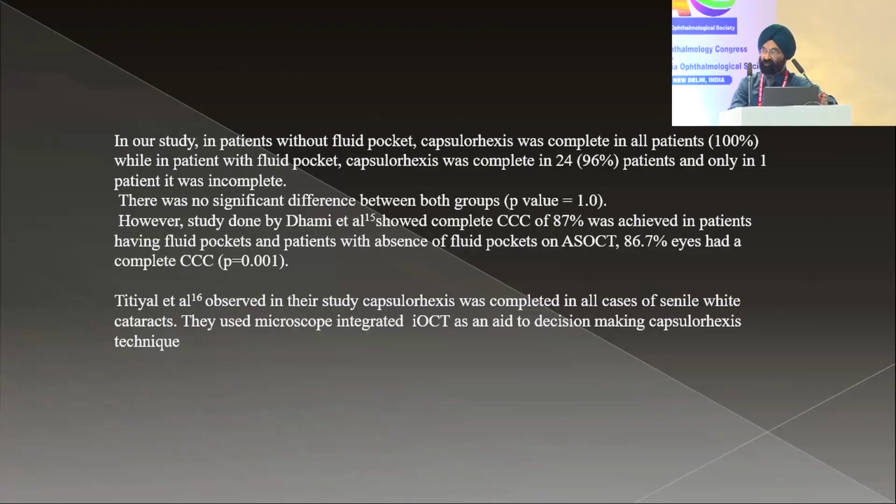In one patient where we were not able to, where we had equatorial extension, it was because we did not go from the junction of the peripheral 1/3 and central 2/3. We were too peripheral, and maybe because of the zonules there was traction and it went equatorially. So in our patients without a fluid pocket, capsular access was complete in all the patients. And in patients with a fluid pocket, where we did peripheral capsular access, we were able to achieve success in 96% of these patients.